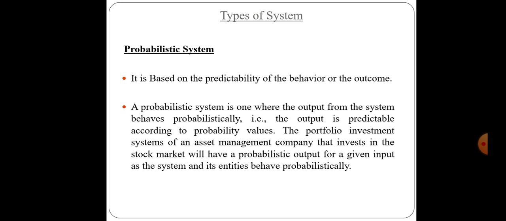Now, it is based on the predictability of the behavior or the outcome. So, a totally probabilistic system is one where the output from the system behaves probabilistically, that is, the output is predictable according to the probability values. The portfolio investment system of an asset management company that generally invests in the stock market will have a probabilistic output for a given input because there is a probability of change in it. You cannot predict each and every accurate value in that particular system.